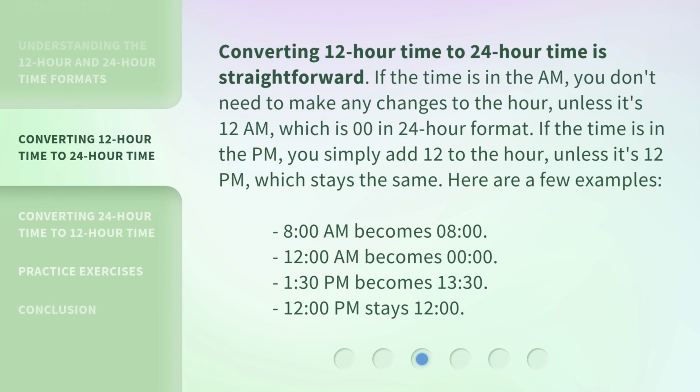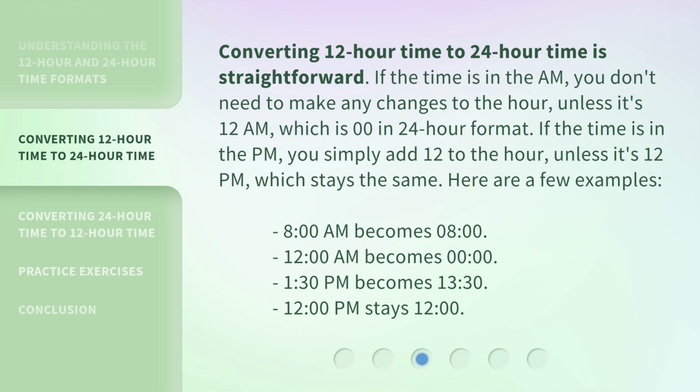Converting 12-hour time to 24-hour time is straightforward. If the time is in the AM, you don't need to make any changes to the hour, unless it's 12 AM, which is 00 in 24-hour format. If the time is in the PM, you simply add 12 to the hour, unless it's 12 PM, which stays the same. Here are a few examples.